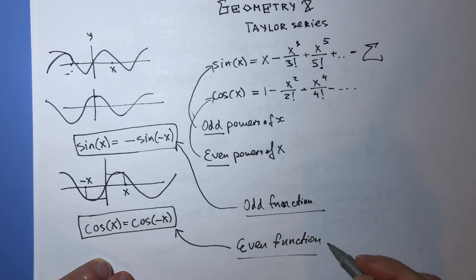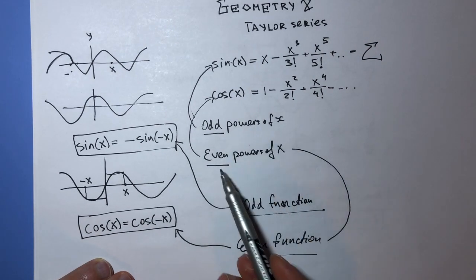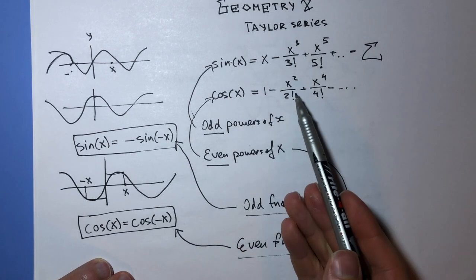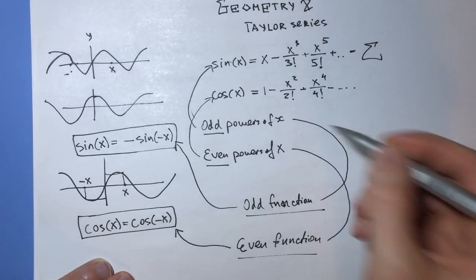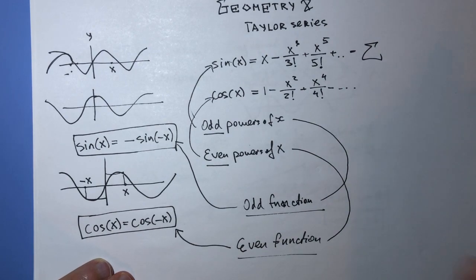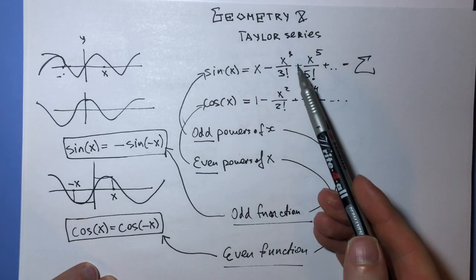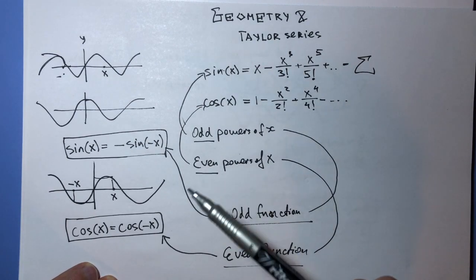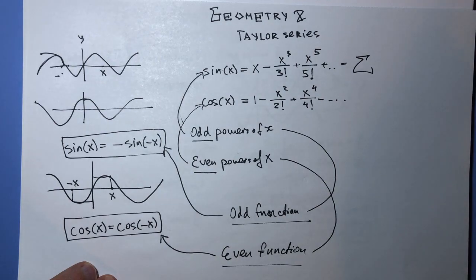Do you see it? We have a connection. Cos is an even function, and it only has even powers of x in its expansion. Likewise, with sine, it's an odd function, it only has odd powers of x. So this is beautiful, and I think that you should always try and link algebra with geometry, because one will always supply another with intuition and make it easier for you to solve problems more efficiently.